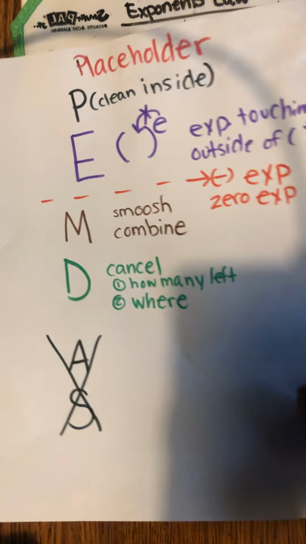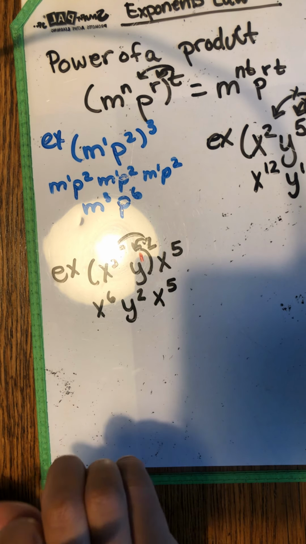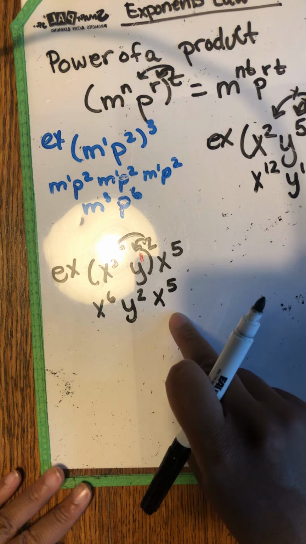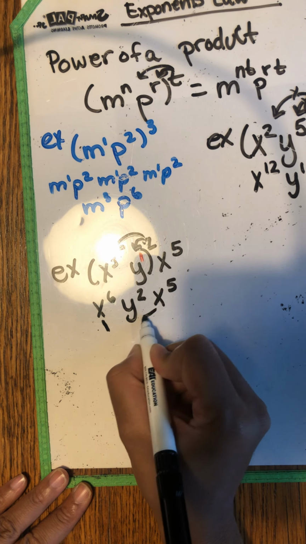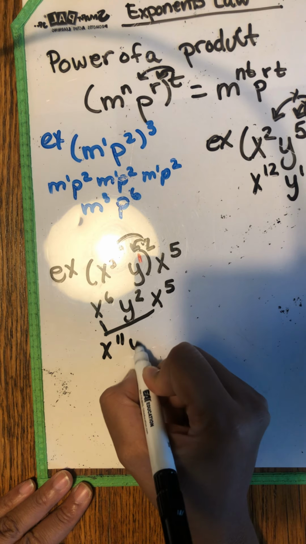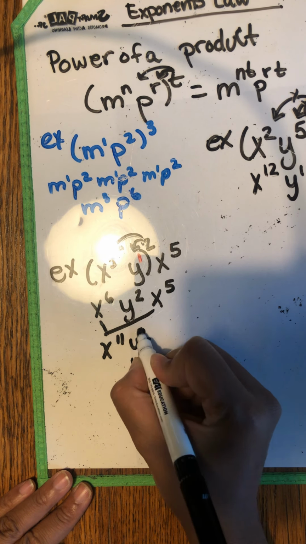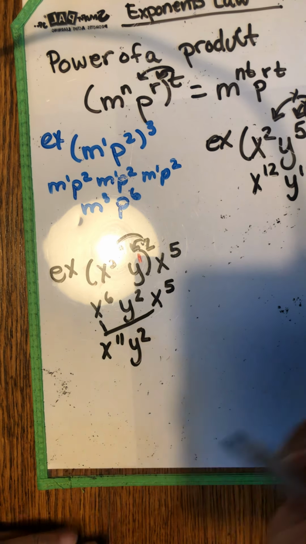Last thing I'm going to do is see, can I put anything together? Are there too many of the same type of letter? Yes, you can't have x's here and x's there. That's not allowed. You have to put them together. I have 6 x's here, 5 x's there. That gives me 11 x's and 2 y's. Do not put these together because they're not the same variable.